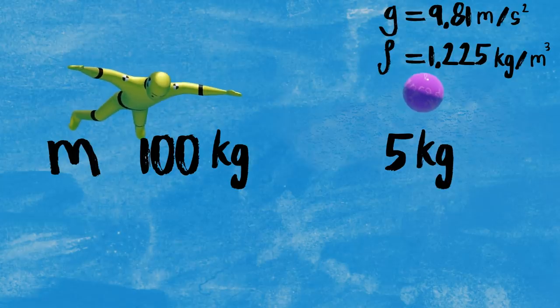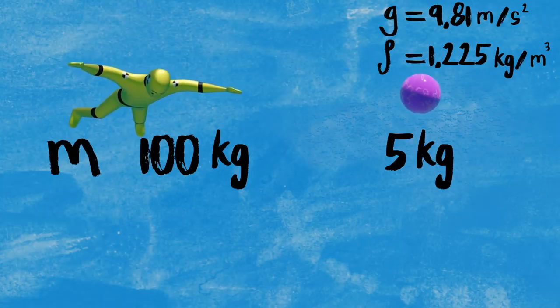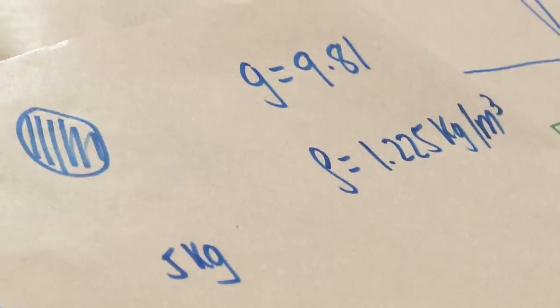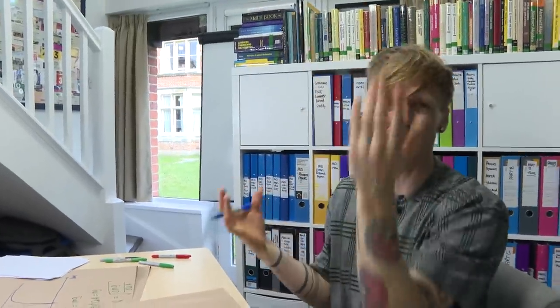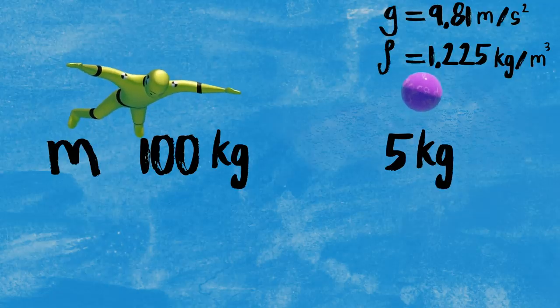Then we've got the air density. That doesn't change because we're falling through air. It's a bit of an approximation, but we're going to just take it to be constant. So 1.225 kilograms per meter cubed is sort of average air density, at 15 degrees at sea level. Obviously when you're higher up, it's thinner. It's the same for both of them, so it doesn't really matter too much.